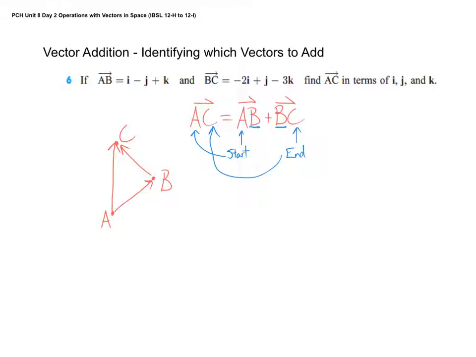Now, once you've figured that out, it's an easy problem. Vector AC, AB plus BC is just 1 plus a negative 2. So that's a negative I. Negative J plus J is 0J. And then K minus 3K is a minus 2K. Notice here you don't have to put in a plus 0J. If you want to, that's fine, but you don't have to. But that would be our result AC.